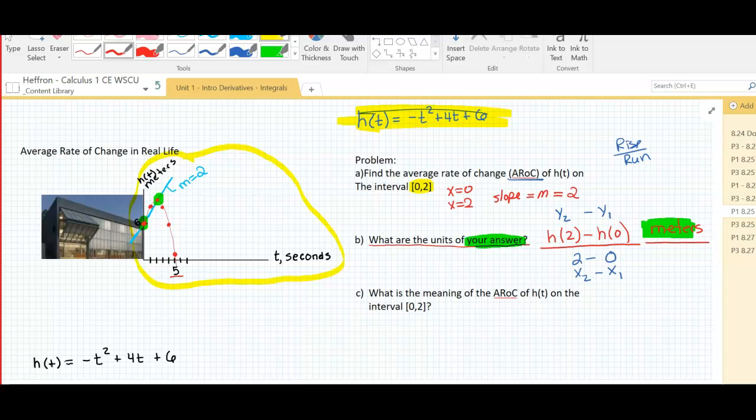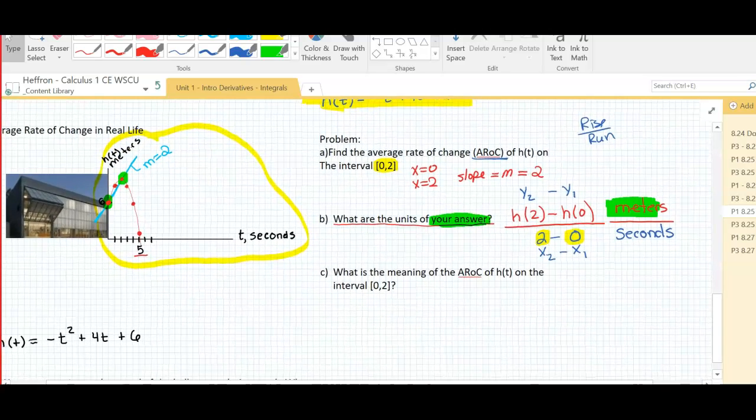Again, that 2 and that 0. What do those represent? Run. They represent run. What are they in units? Like, what do they represent in real life? You might need to look at the graph again. Oh, seconds. Yeah, it's seconds, because over time, that ball goes up and then comes back down when we throw it off of the roof of that building. So the units in the denominator are seconds.